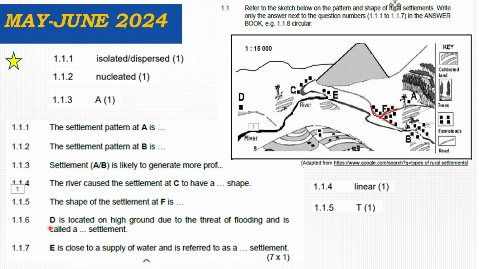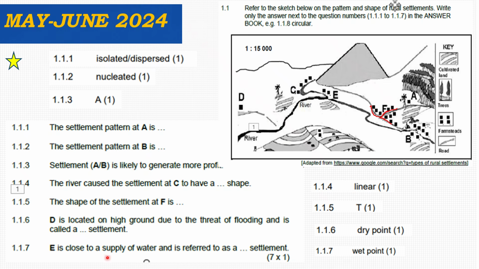1.1.6. D is located on a high ground due to a threat of flooding. Remember, they are saying a threat of flooding, which means there's too much water. Water is now a threat, and they are saying that D is at a higher ground, to be away from the water. So it means that D is in a dry point, away from the water. So D has to be a dry point settlement. It is located on a high ground due to flooding, and water being a threat. So obviously D went to a place where it is dry, a dry point settlement.